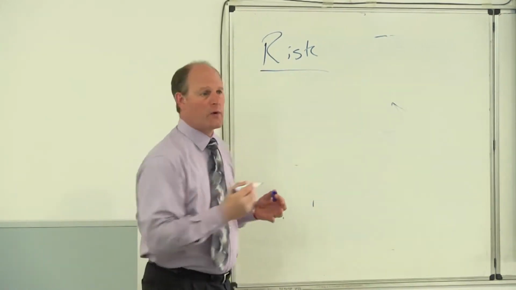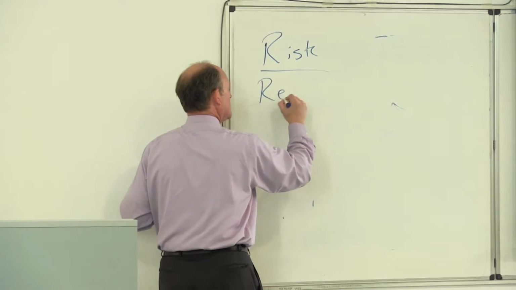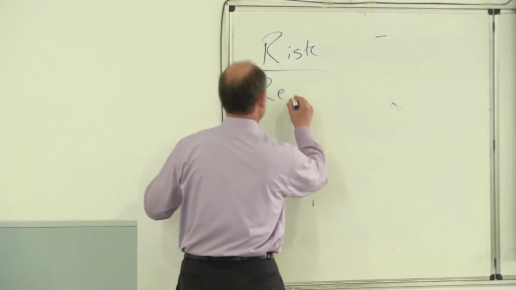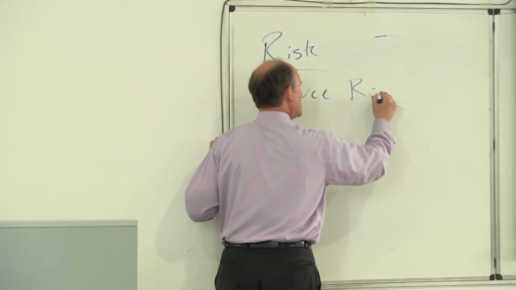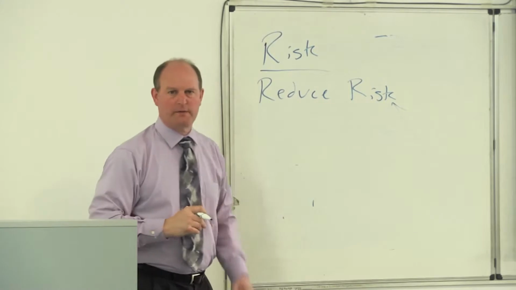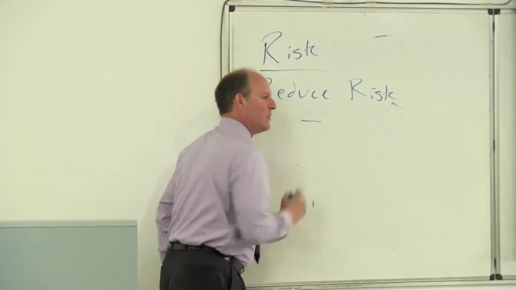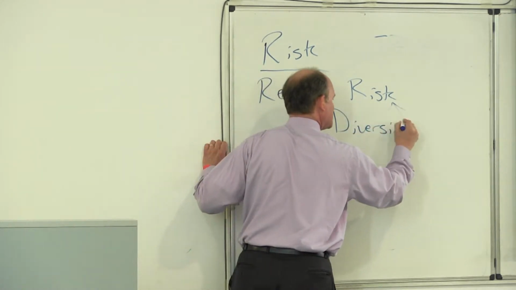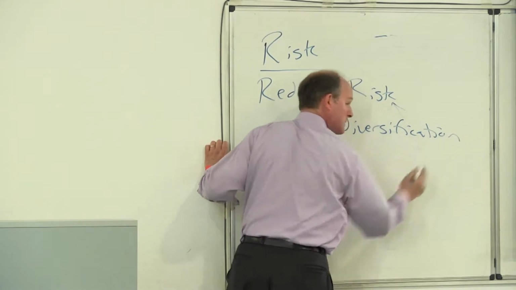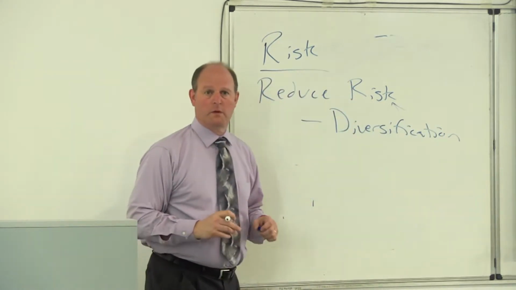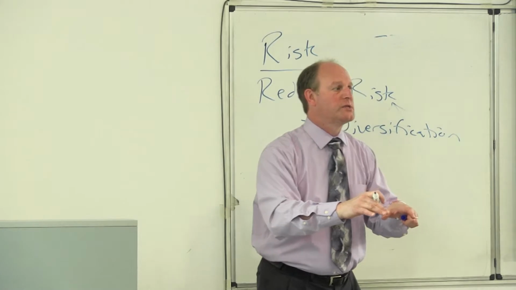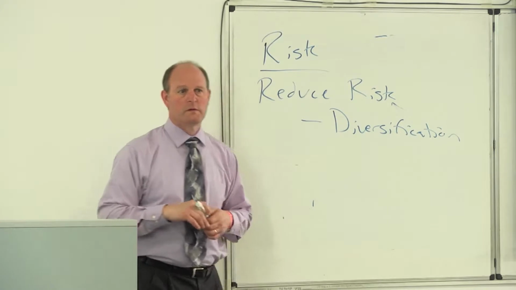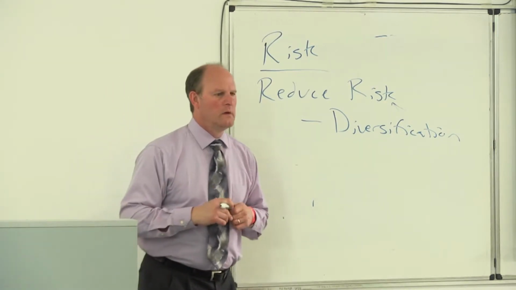One way to think about risk is to reduce risk. I'm talking about financial risk now. A common way to do this, as we talked about, is through diversification, right? We have the saying in the U.S., don't put all of your eggs in one basket.